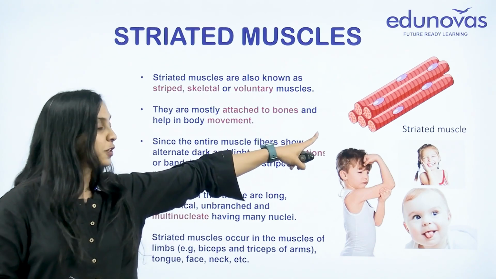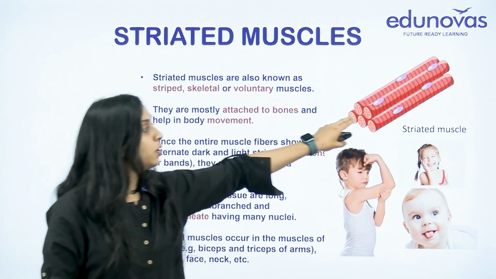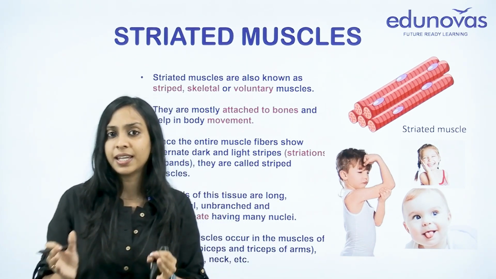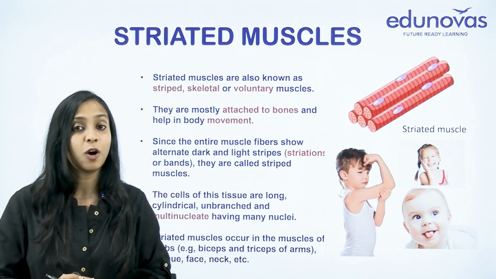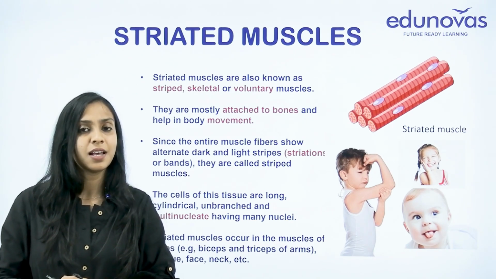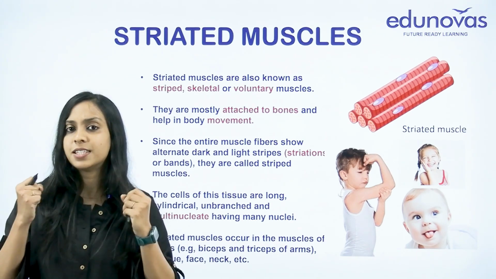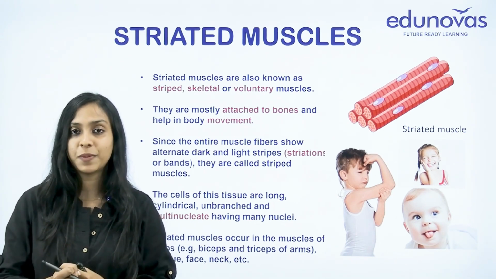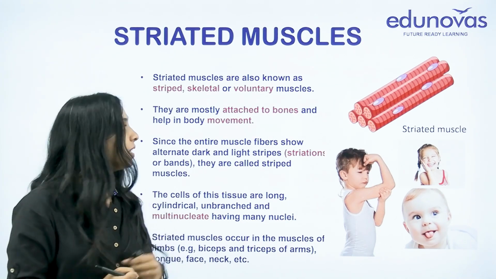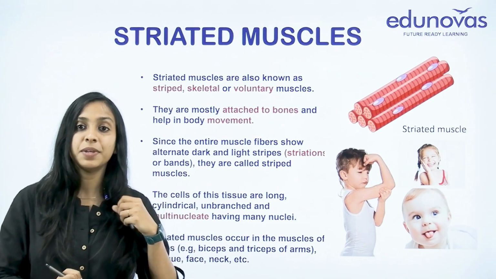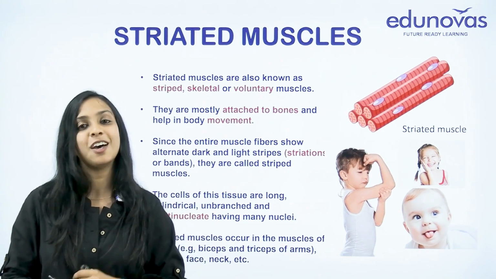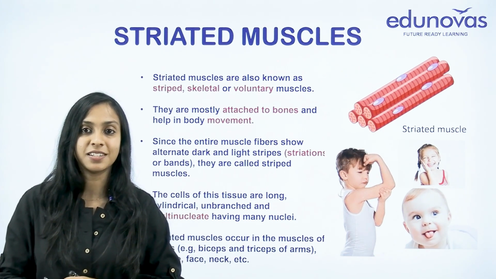If we look at the picture over here, we get to see that there are alternating light and dark bands giving this muscle type a striated or a banded appearance. They are also known as striped or striated muscles. And these muscles are closely associated with the skeletal system to bring about movements. That is why they are also called skeletal muscle. These muscles are also voluntary, meaning that we can control the movement of these muscles. Hence, they are also known as voluntary muscles.